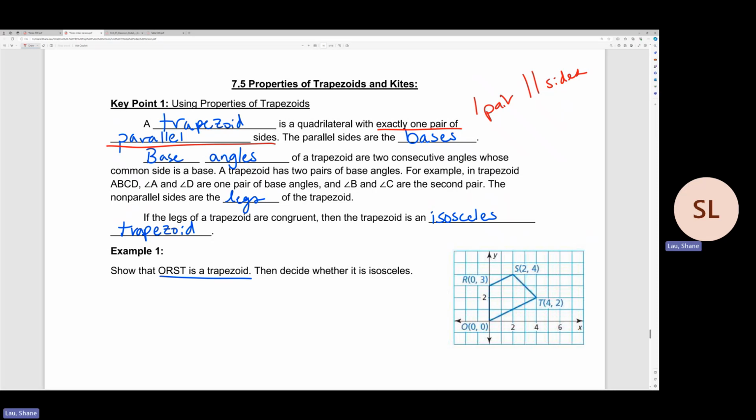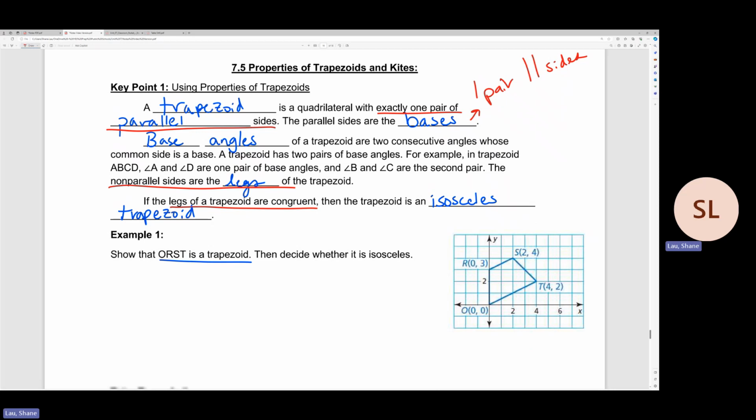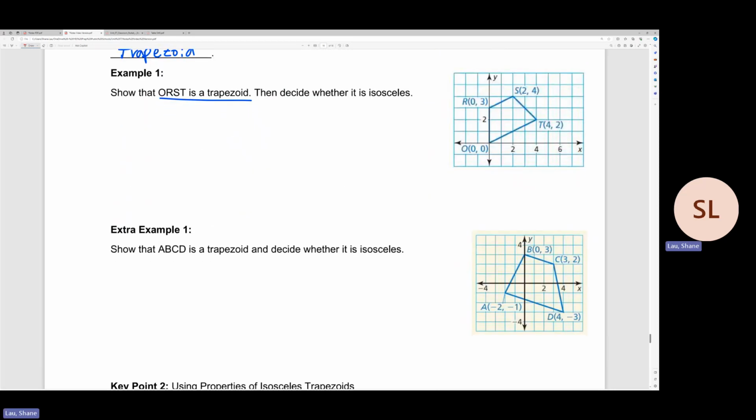And so we call those the bases. But then the other two sides is what we call the legs. So the non-parallel sides are called the legs. Kind of just like the same legs that you would find in a right triangle. But if we have those legs be congruent, we call it a trapezoid that is isosceles, or an isosceles trapezoid. It all works.